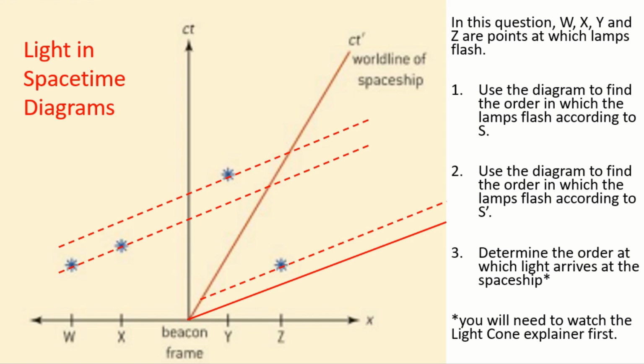Okay, so what I find is students are generally okay with this part so far. We're not using a lot of physics, we're more just thinking about the construction of the space-time diagram and how we use it to demonstrate simultaneity. The bit that's hard is that question 3. We want to demonstrate the order at which the light arrives at the spaceship. And for my students, I've said you've got to watch the light cone explainer. Well, that's what this is. So let's go for it.